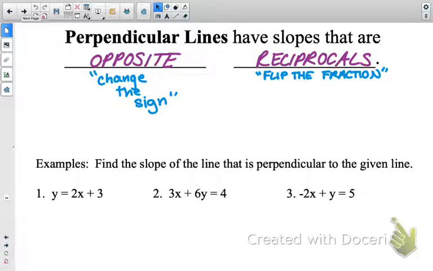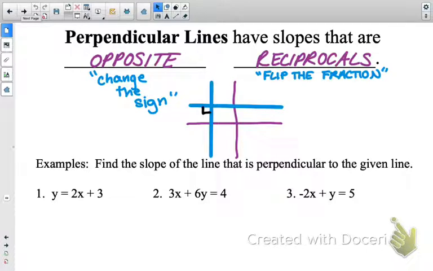The examples for these three are the same lines, the same equations, but now we're just going to look at making it the opposite reciprocal. Oh, sorry, I forgot I drew a graph. What does this look like? This means that the two lines intersect at a 90-degree angle. That's why perpendicular lines are special. They're not just intersecting, they're intersecting at a nice 90-degree angle.